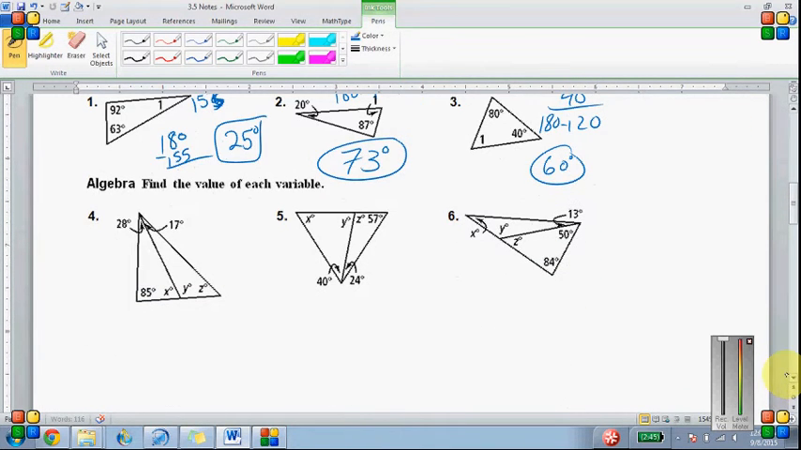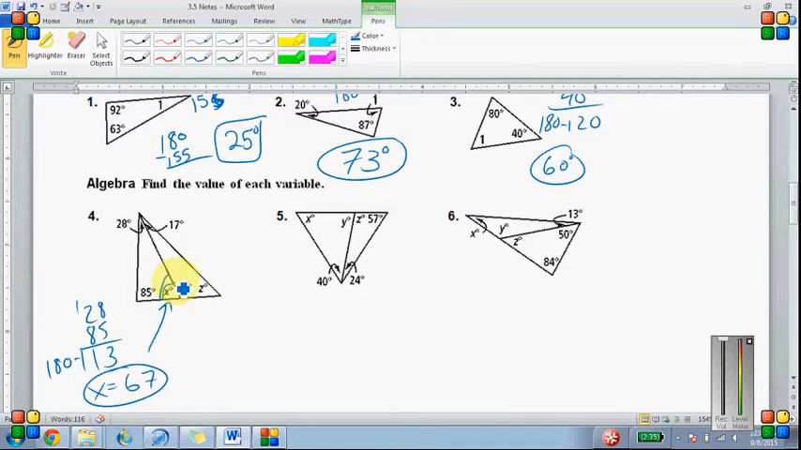Down here it's a little bit more complicated, but not much. So if I look at this, I've got x, y, and z. If I look at the triangle on the left, I'm only missing one angle, angle x, so I'm going to find that one first, and then figure out how to find y and z. So if I add up 28 and 85, I get 113. If I subtract that from 180, I'm left with 67 for x, so x equals 67.